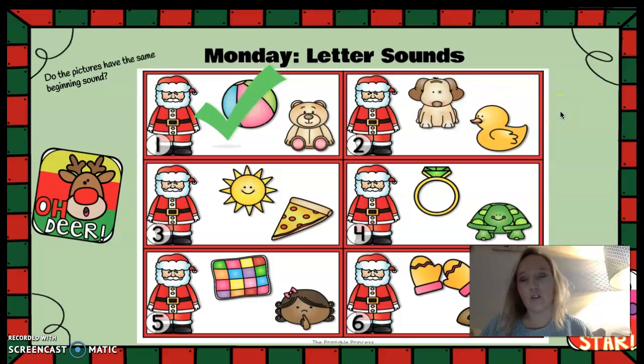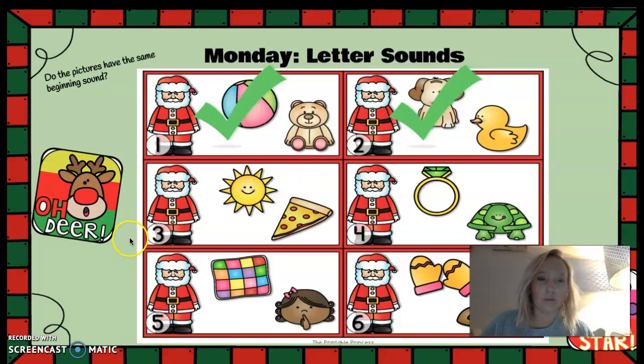We've got dog and duck. Do you hear the same beginning sound in dog and duck? What is that sound? The d, d, d, d sound, right? So they do. You're right. Give me a thumbs up. Let's look at number 3. What about sun and pizza? Does sun and pizza have the same beginning sound? Sun, pizza.